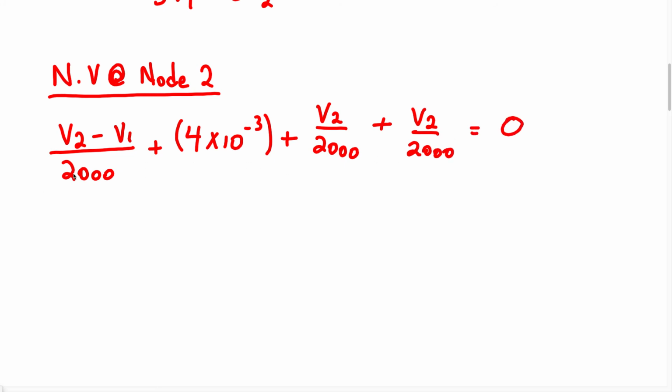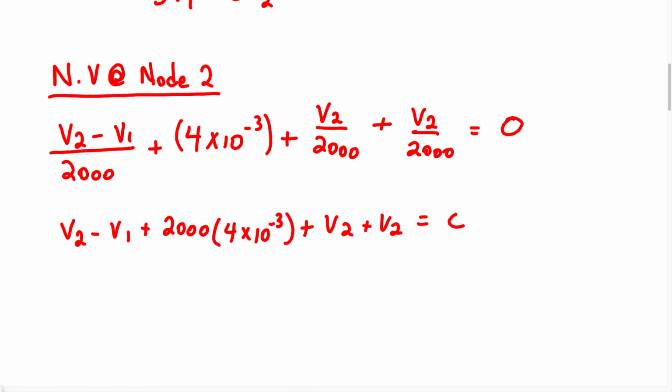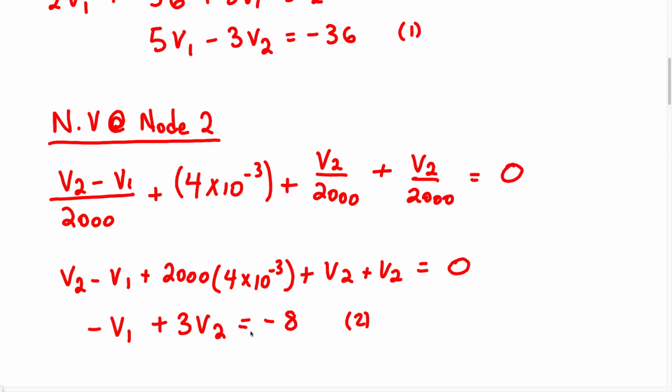Now let's simplify this. We have 2000, 2000, and 2000, so we're just going to multiply all of the terms by 2000. When we do that, we're left with V2 minus V1 plus 2000 multiplied by 4 times 10 to the negative 3 plus V2 equals 0. When we simplify this now, we get negative V1 plus 3V2 equals negative 8. So this is equation 2.